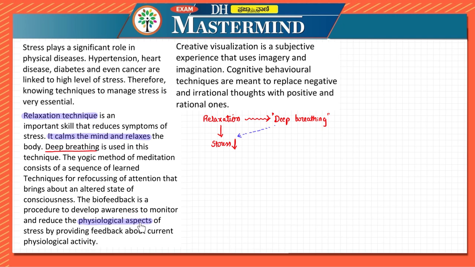So we have read about physiological stress, and it should be related to biofeedback, because they are mentioning directly in the question itself that biofeedback is the procedure to develop awareness to monitor and reduce the physiological aspect. So if you have to manage or monitor the physiological aspect, what is the procedure? Biofeedback is the procedure. This at least we have got to know. Let us carry on with the paragraph. This physiological aspect of stress by providing feedback about current physiological activity. At that point of time, it will be providing the feedback, correct?